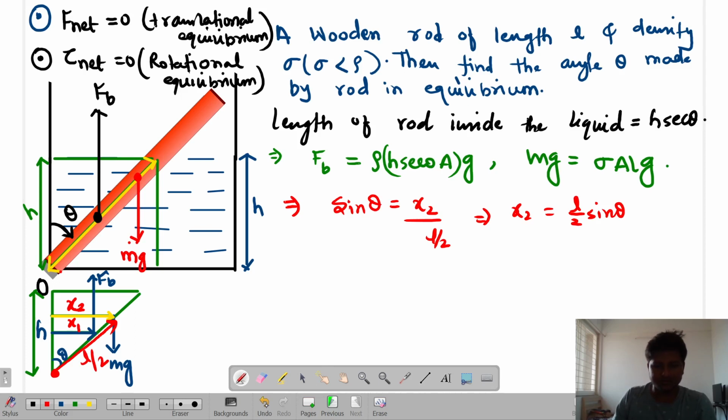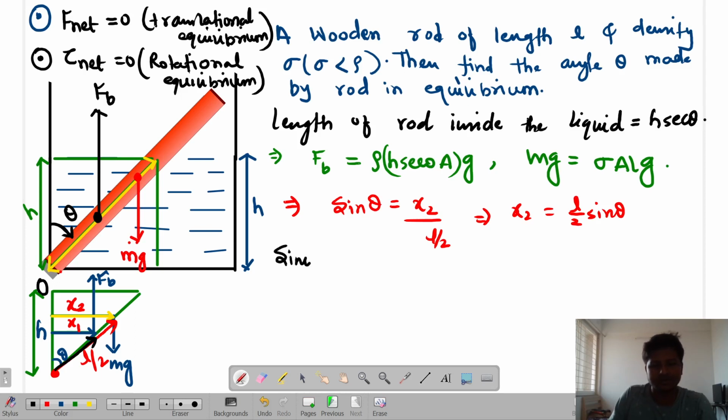And x1, you try to understand x1. X1 will work at half of the length of the buoyancy force, meaning the geometrical center of the submerged region. How come it is L by 4? If this length is h sec theta, how come it is L by 4? Now you got it.